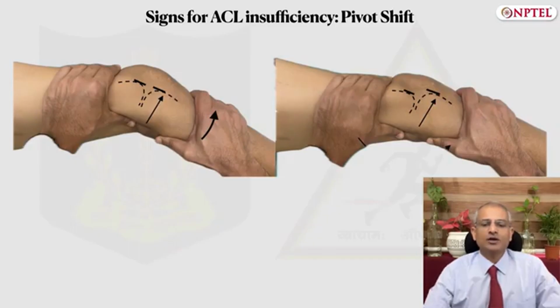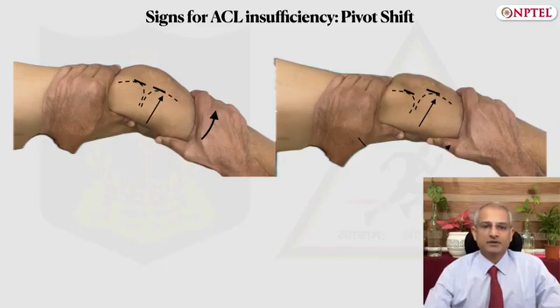A clunk or a pop indicating a tibia subluxating or displacing anteriorly when moved to full extension and reducing back to normal position when the knee is flexed is seen if the ACL is deficient and is generally indicative of an ACL tear.